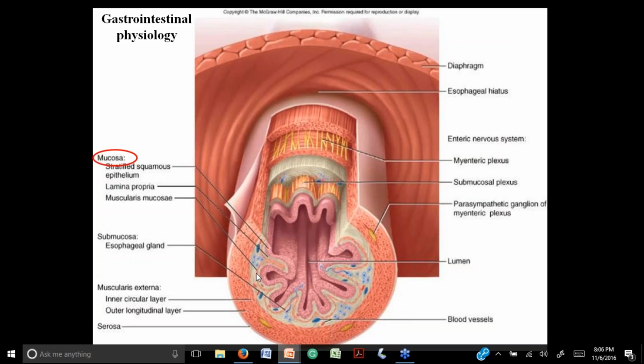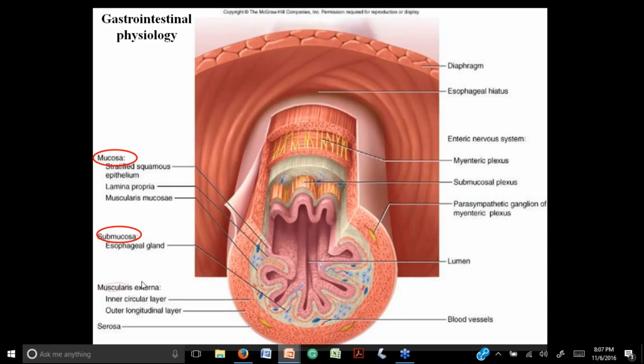The submucosa is under the mucosa, and the submucosa is going to contain especially the lacteal vessels, where they are going to receive the fats that are going to be absorbed in the wall of the intestine.